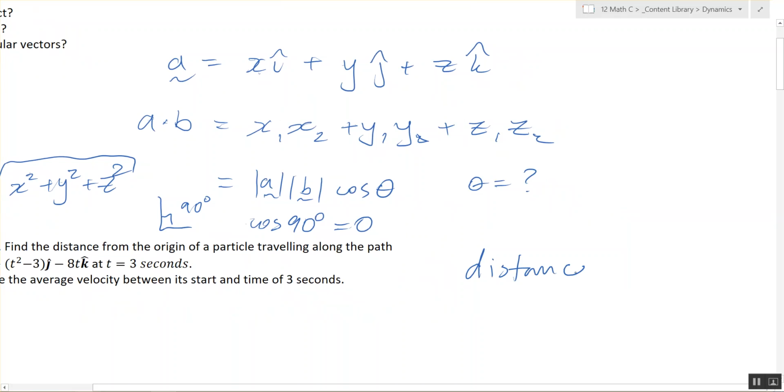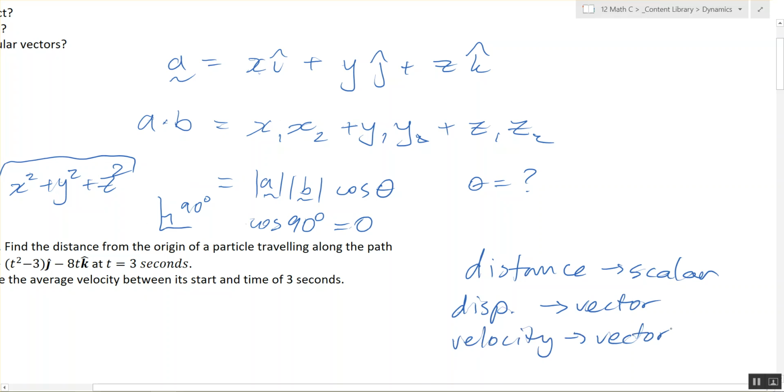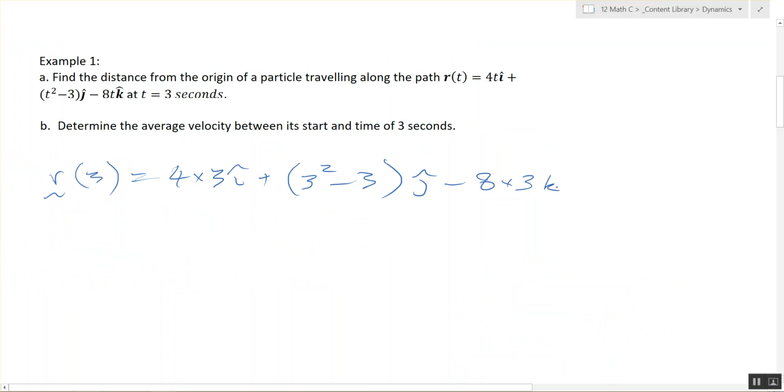Distance is a scalar. Displacement is a vector. Velocity is a vector. Speed is a scalar.